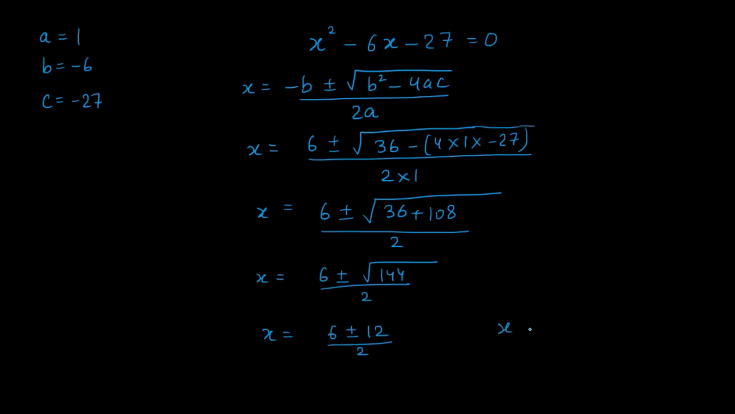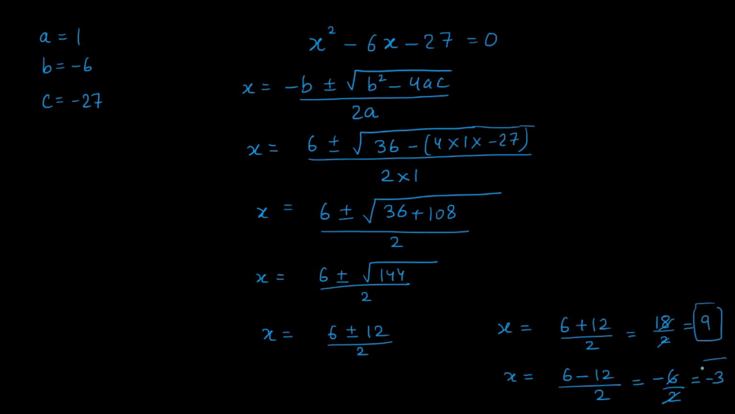So x is equal to 6 plus 12 divided by 2, and x equals 6 minus 12 divided by 2. This gives you 18 divided by 2, and this gives you minus 6 divided by 2. This is x equals 9 and x equals minus 3. So these are the two values we get using the quadratic formula.